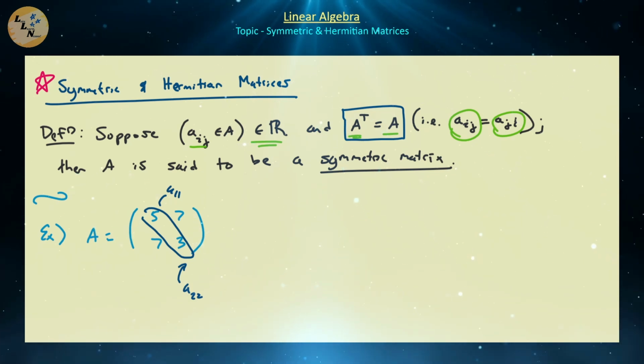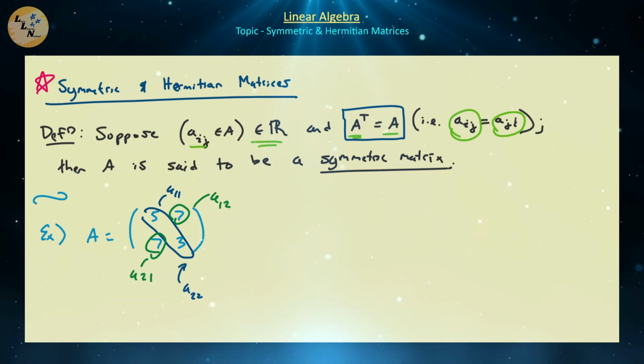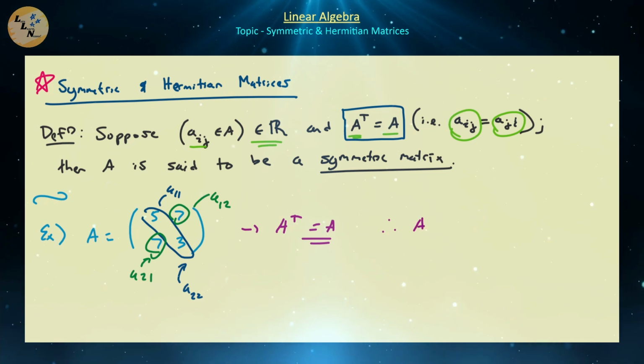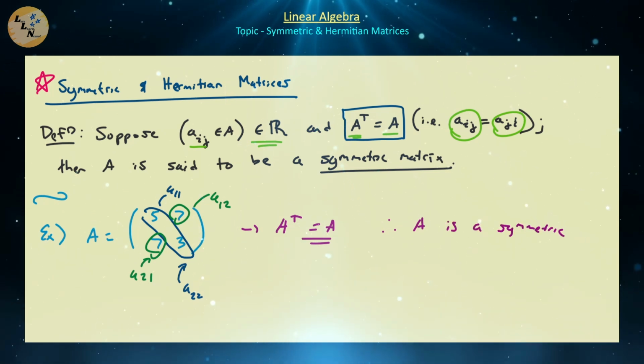What we need to worry about is the off-diagonal entries. So does A12 equal A21? In this case, the answer is yes. Therefore, this matrix, when we take the transpose of it, is equal to the original matrix. Therefore, A is a symmetric matrix. So that's how we can test, at least element-wise, whether it is a symmetric matrix or not.